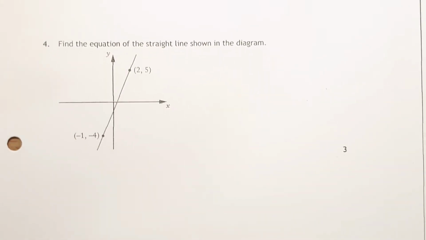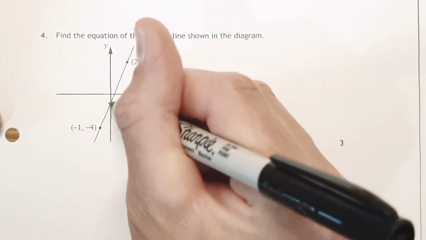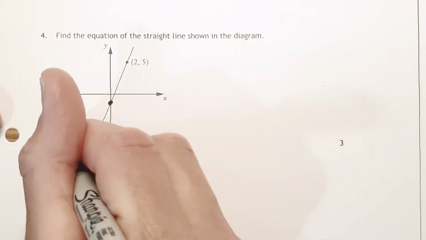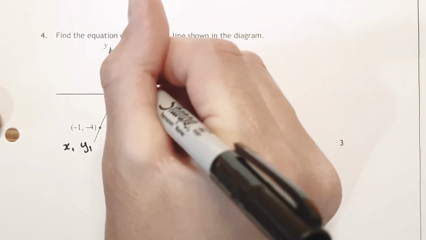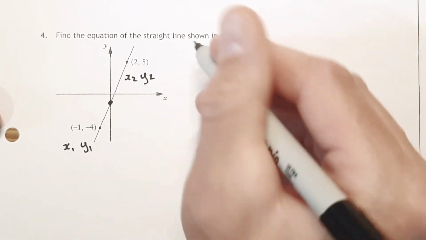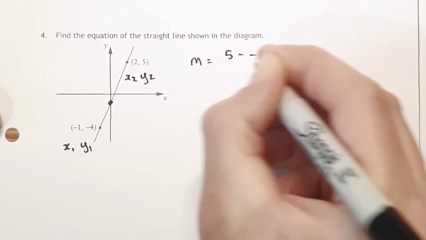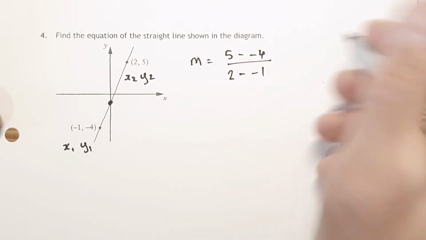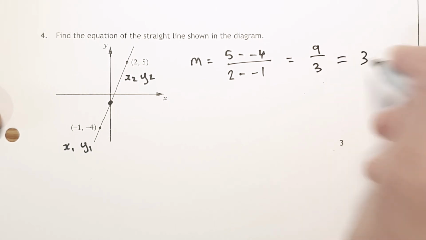Now, in question 4, we've got to find the equation of the straight line shown in the diagram. So we need to find out the gradient and the y-intercept, because it doesn't actually tell us what the y-intercept is here. So we're going to find the gradient first of all, using m equals y2 minus y1 over x2 minus x1. Now, it doesn't actually matter which way around you label these two coordinates, as long as you've got x and y. So the gradient y2 minus y1 is going to be 5 minus 4 over, and then it's going to be 2 minus -1. So that's going to be a plus there, so it'll be 9 over 3, and that just gives us 3.